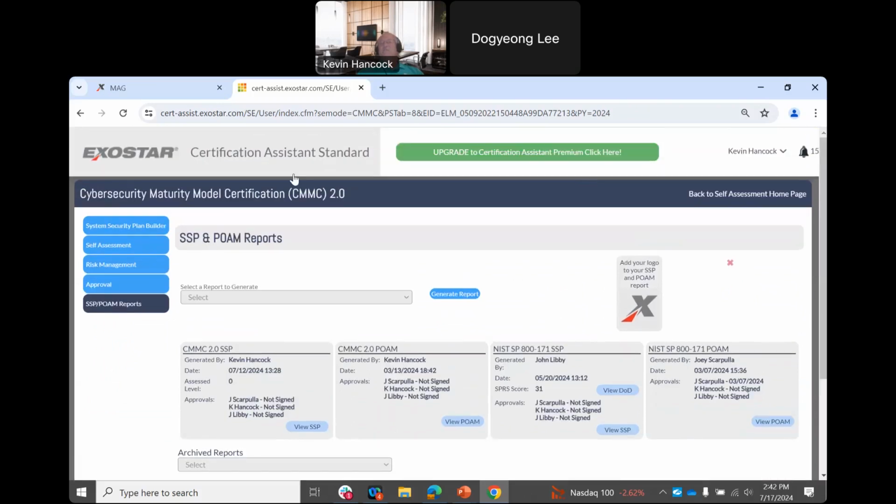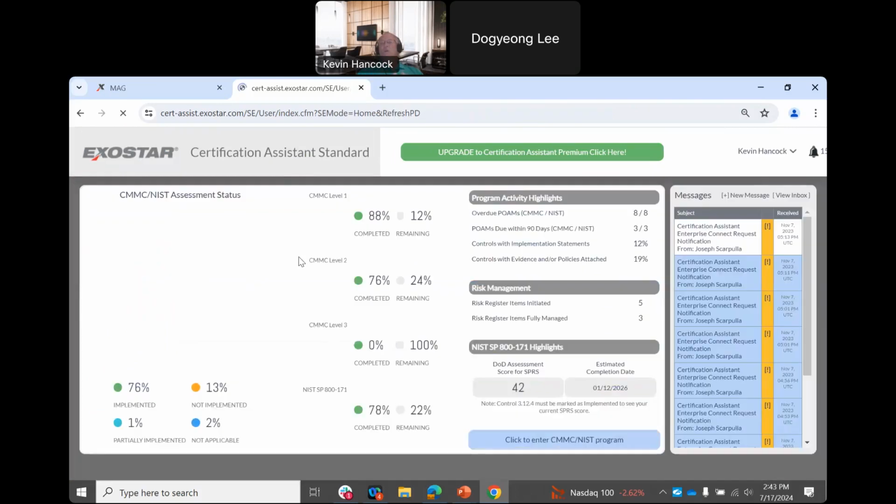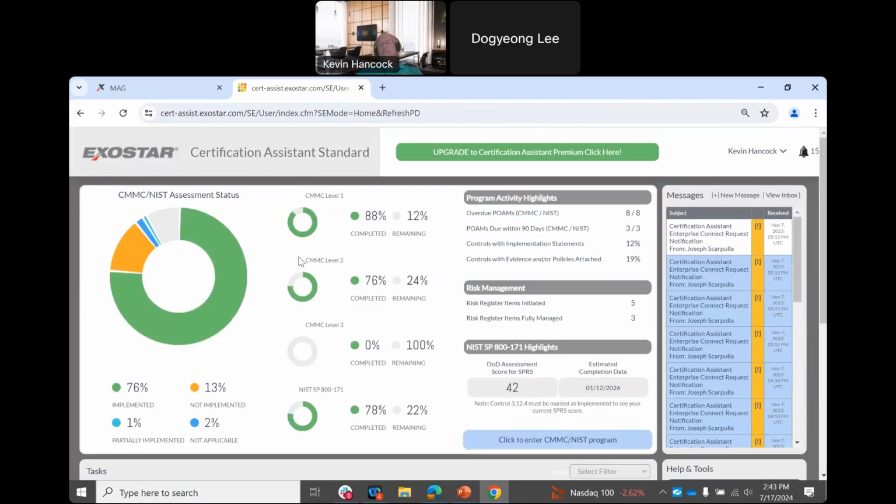provide you that single point of truth, if you will, for how you're doing for your CMMC program. It gives you that one location where all that information is.